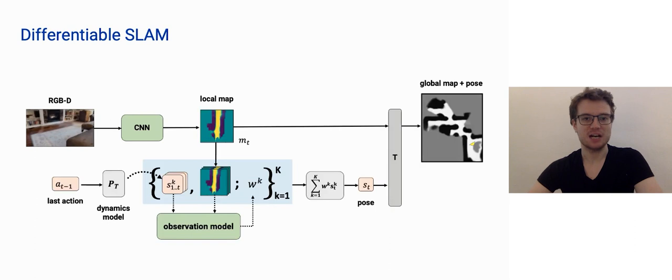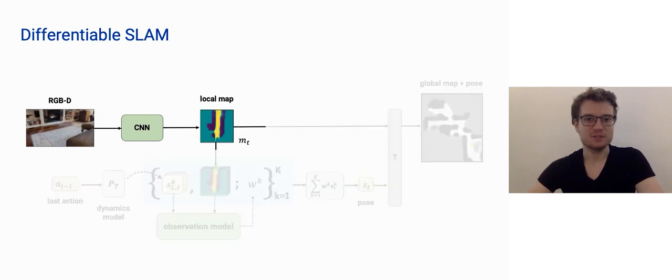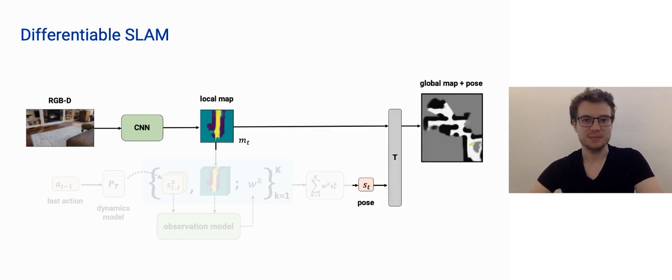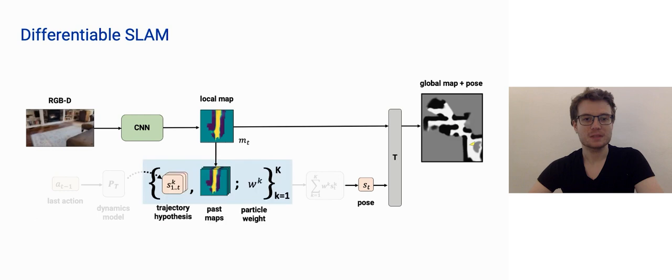Now, this is how the architecture looks like. First, we predict a local top-down map from first-person visual input using a CNN. The local maps are accumulated into a global map by using appropriate image transformations and the predicted robot pose. The SLAM algorithm maintains a set of weighted particles for different hypotheses of all past poses. So each particle consists of a hypothetical trajectory, a sequence of past map predictions, and the weight that measures how likely the hypothesis is.